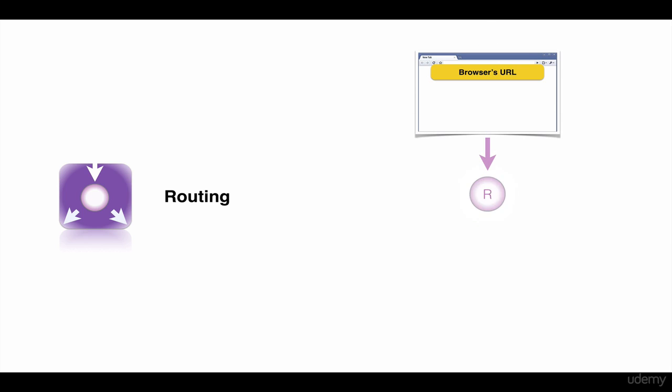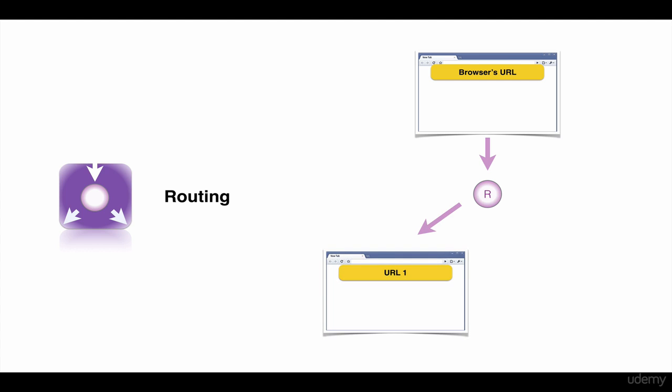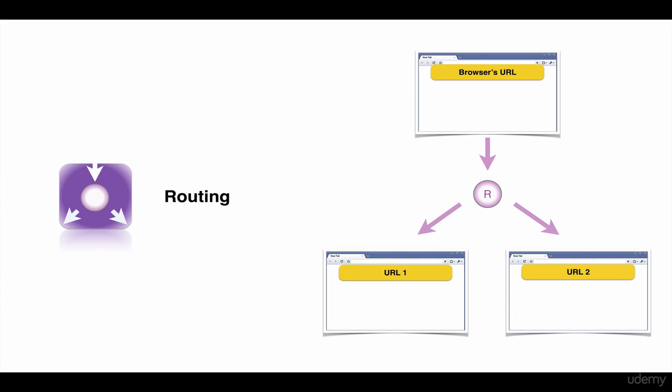Finally, routing. Routing enables navigation from one view to another based on the browser's URL. It acts like a router for an Angular 2 application. We will learn more about configuring your router, setting up a redirection, and adding router links to your Angular 2 app.